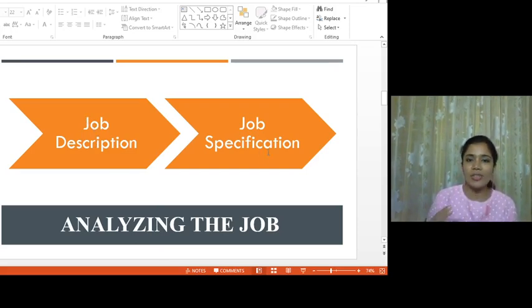Analyzing the job means you are trying to know the job in detail. You are trying to know what the job is all about, what the post is all about. So we can split it into two aspects: job description and job specification. In job description, the job is described. What is the role of the person who will be appointed?